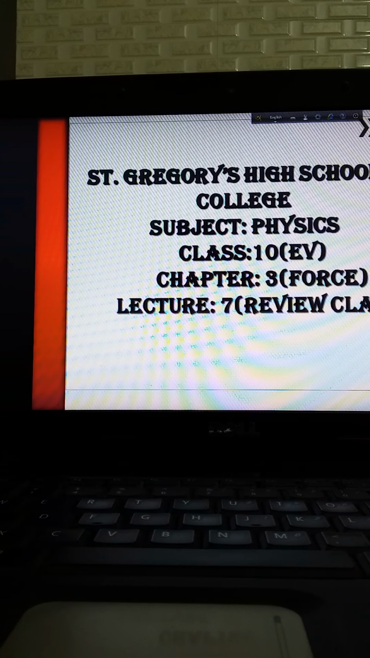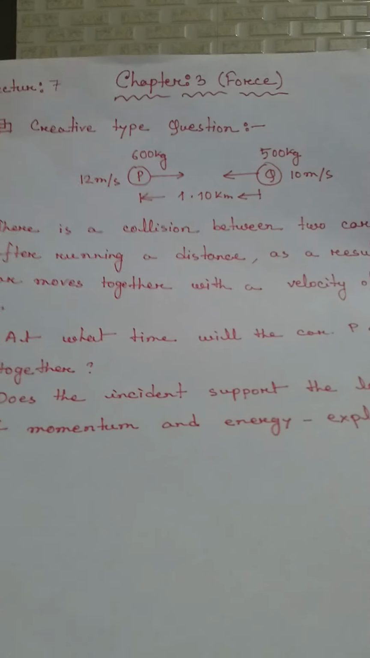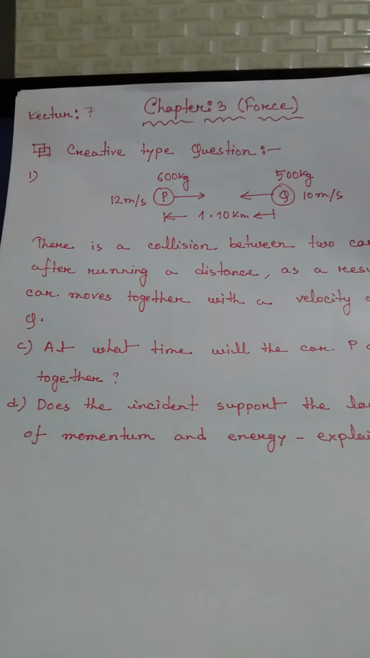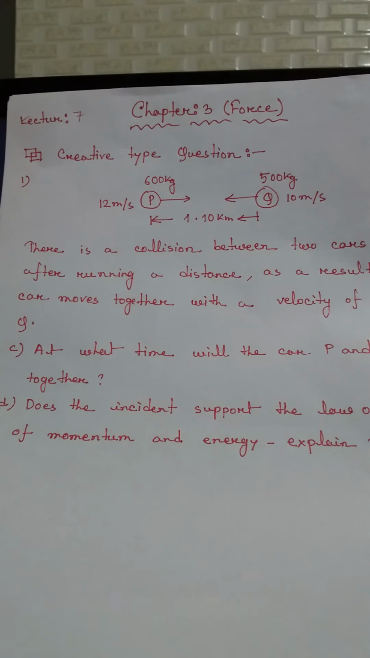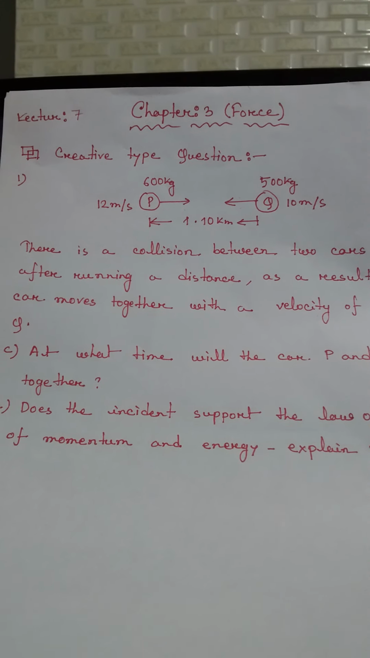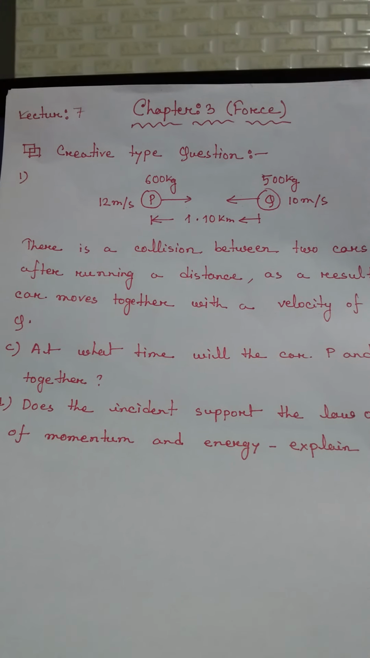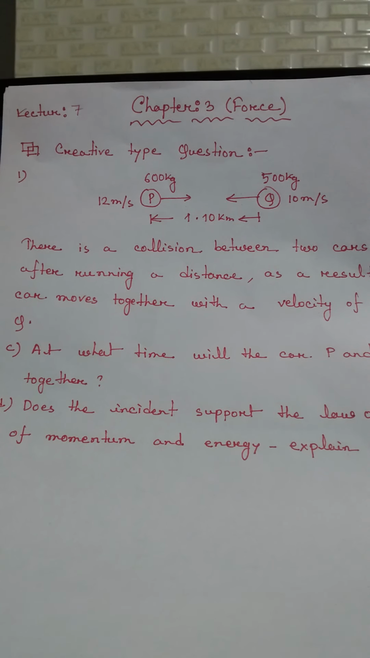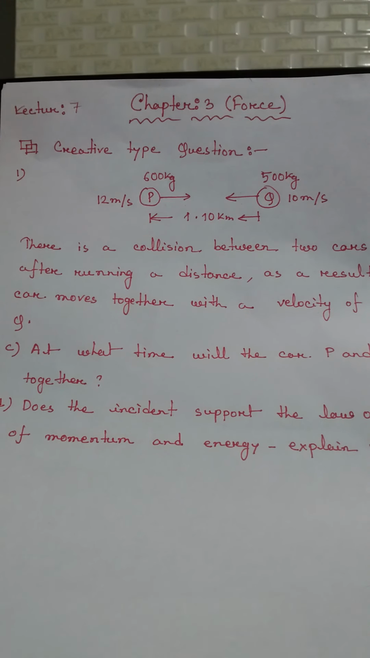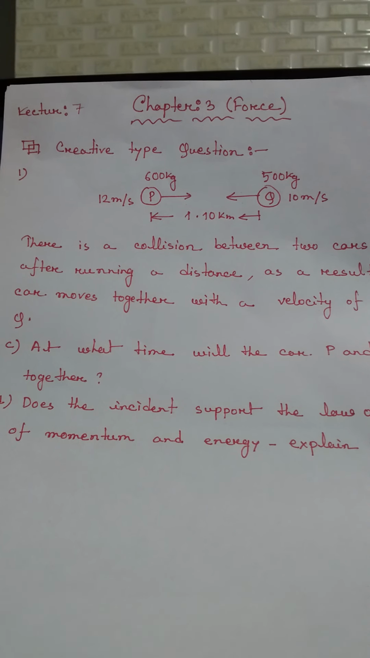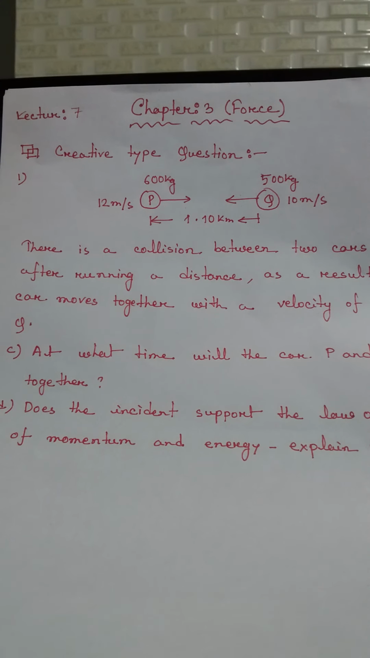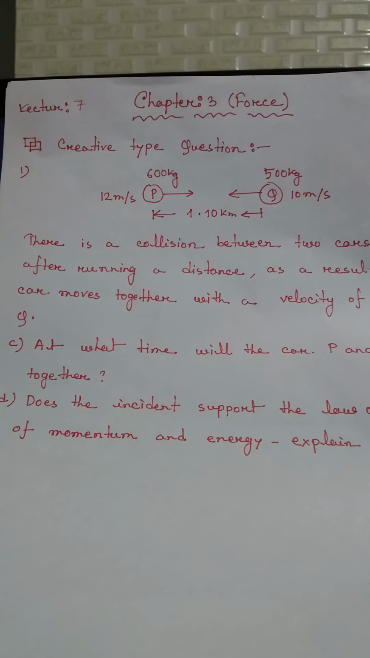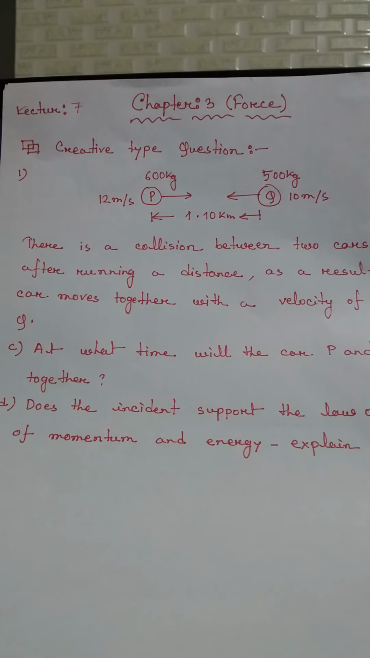First of all, the first question I want to discuss, just have a look here. This is a diagram based question. Look at the stem. This is a diagram here. Two objects P and Q are coming from opposite directions. Their masses are 600 kg and 500 kg. The velocity of object P is 12 meter per second, and the velocity of object Q is 10 meter per second, and the distance between them is 1.10 kilometer.